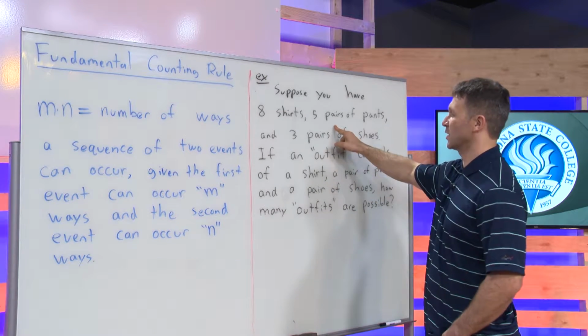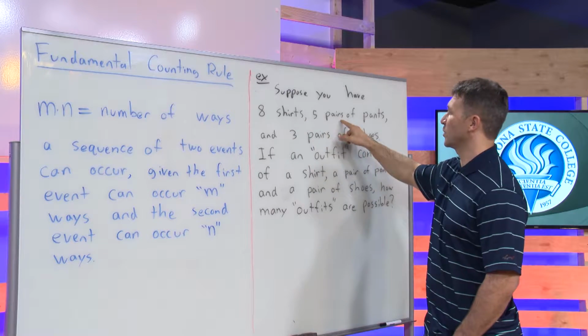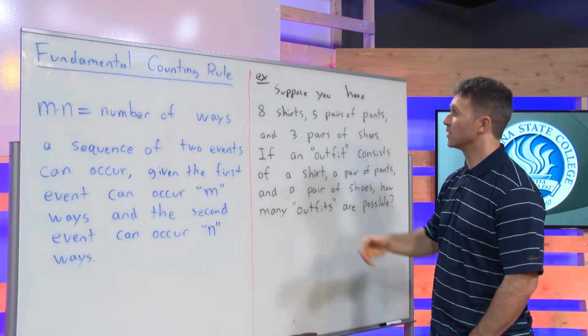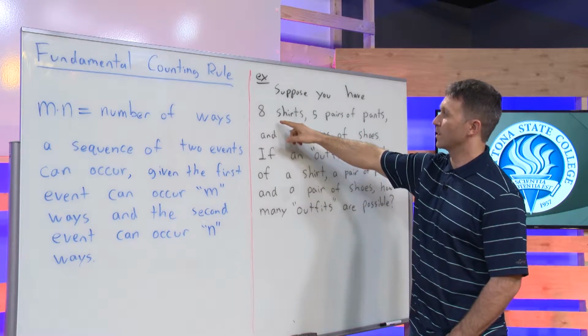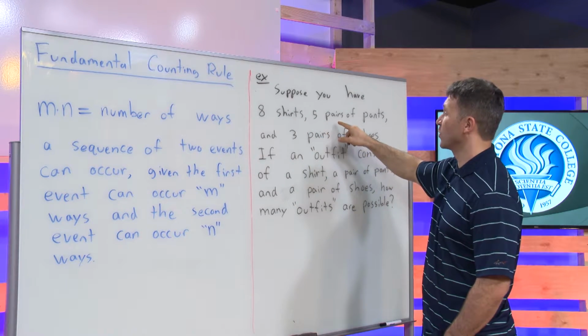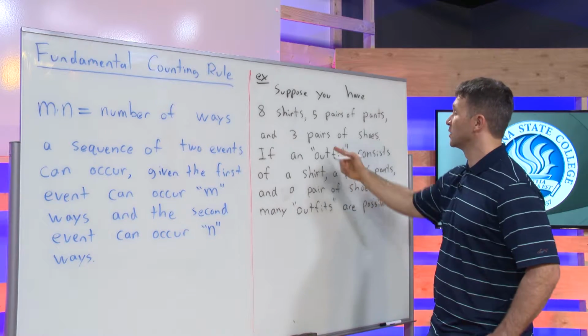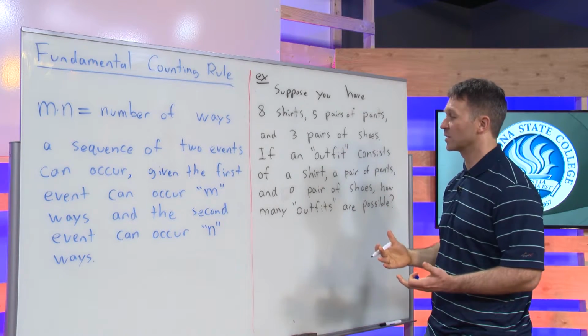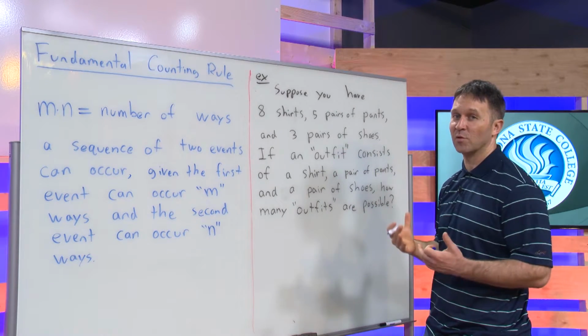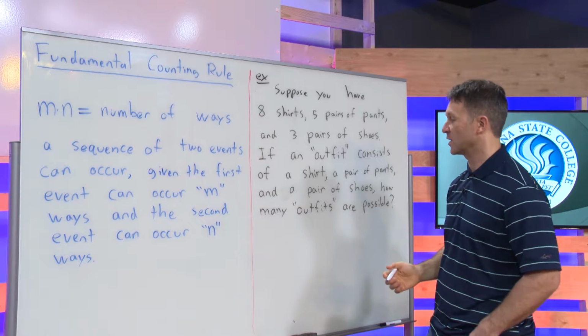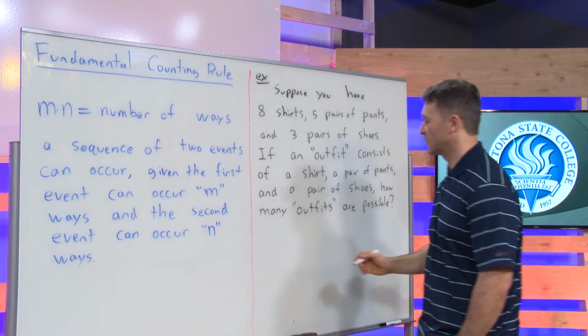Here we have 3 selections. Okay, so a shirt, pair of pants, and a pair of shoes. So we're going to multiply the number of ways we can select a shirt times the number of ways we can select a pair of pants times the number of ways we can select a pair of shoes. So it's a little bit of extension because we're making 3 selections as opposed to just 2. But the concept is the same because we're multiplying the different possibilities.